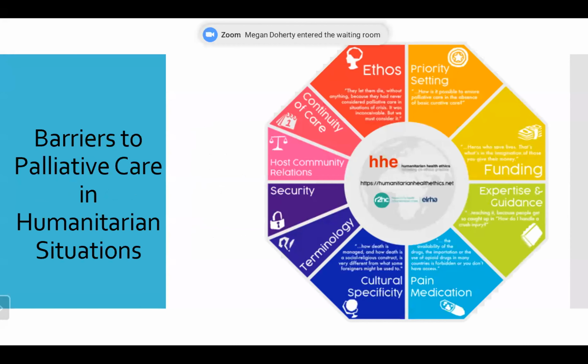So some of the barriers to palliative care, especially in humanitarian situations, of course, the biggest problem is funding and availability of resources, and resources includes human resource, pain and essential medications. There are no guidelines of how to take care of patients in the setup. There's security challenges, even accessing the area sometimes is hard. There's host community relations. Some of our patients will be coming from war-torn areas, they're refugees, they've come into our countries. There's no clear guideline of how they should be handled.